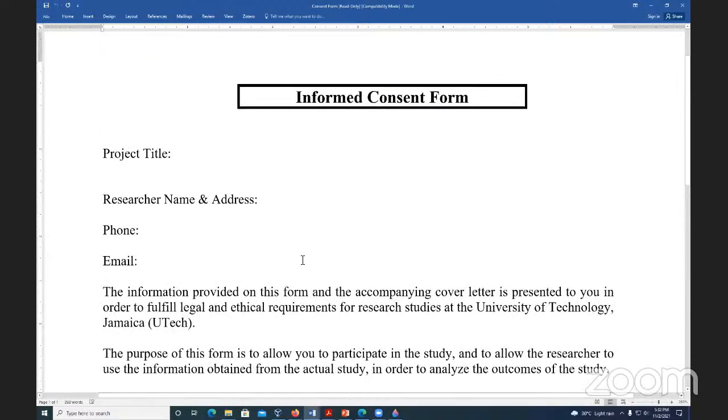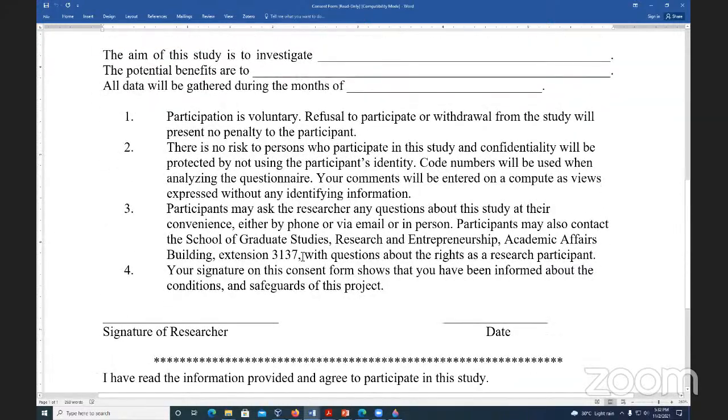Just to let you know, both for major project as well as when you submit that to the ethics committee, you really should fill this out. I don't know why people don't fill this out. You should actually fill this out with the appropriate information.